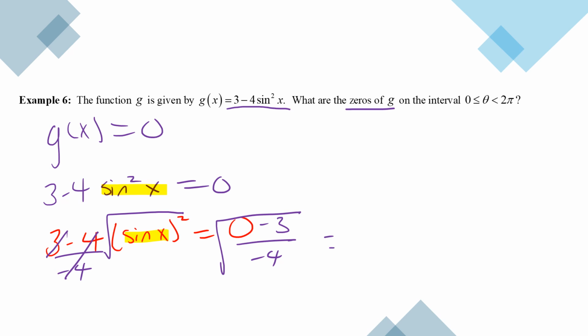So a negative divided by a negative is a positive, so we get the square root of 3/4. When you take the square root of a fraction, you're taking the square root of the numerator and the denominator. Also, when you take the square root of something, it produces a positive and a negative. So I end up with plus or minus the square root of 3 over 2.